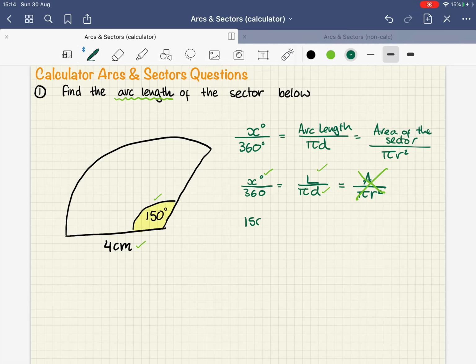So I know x is 150. I don't know the length because that's what I'm working out. And then my radius is 4 centimeters, so that means my diameter is going to be 8. And how we rearrange this is first I circle the L because L is the thing I want. I multiply across the diagonal. And then I divide by whatever is left on the bottom.